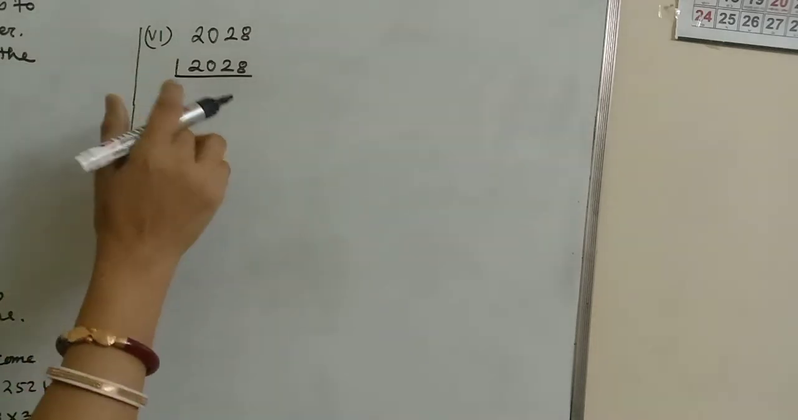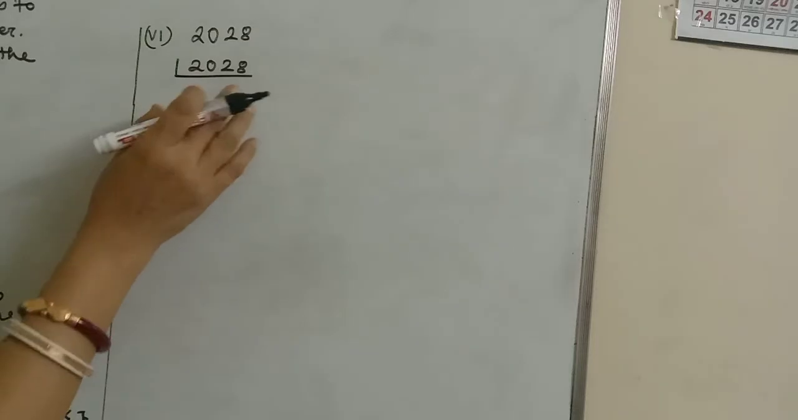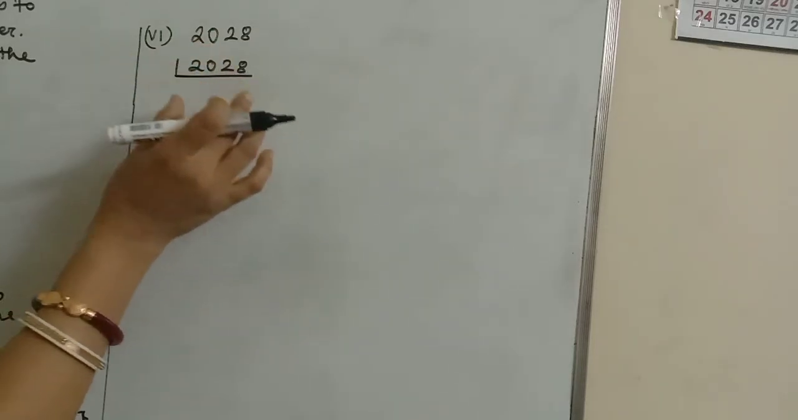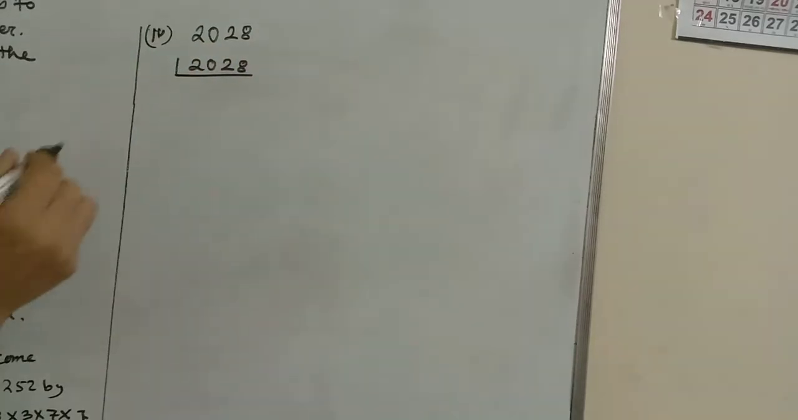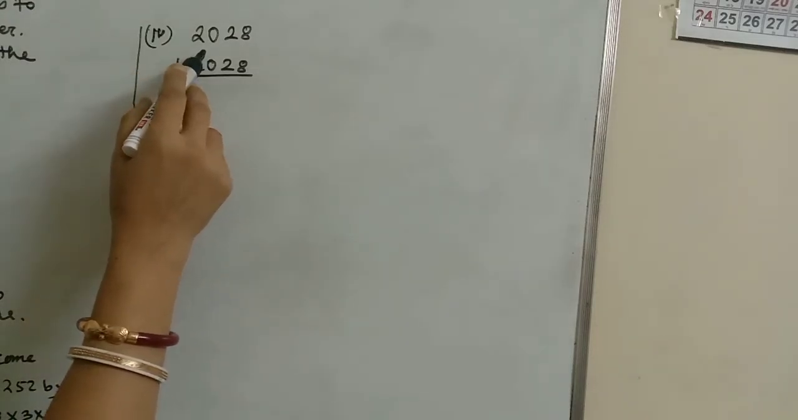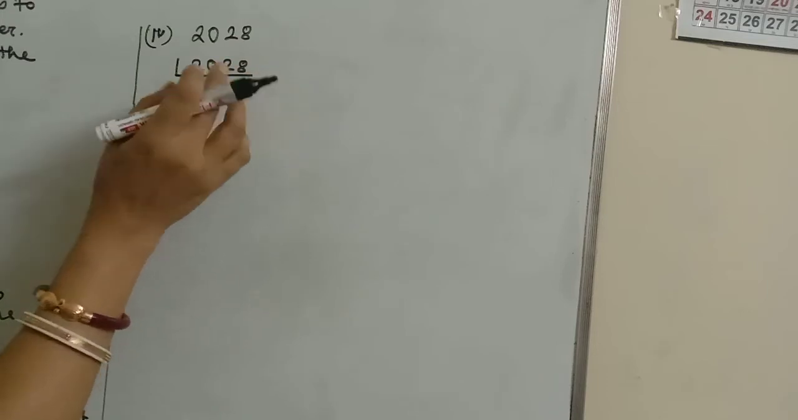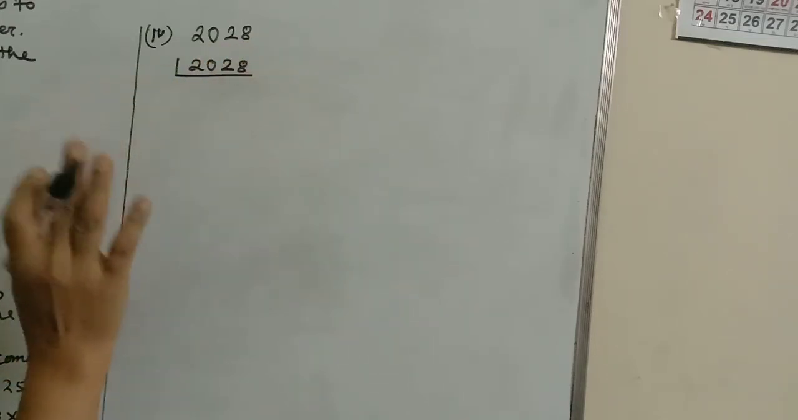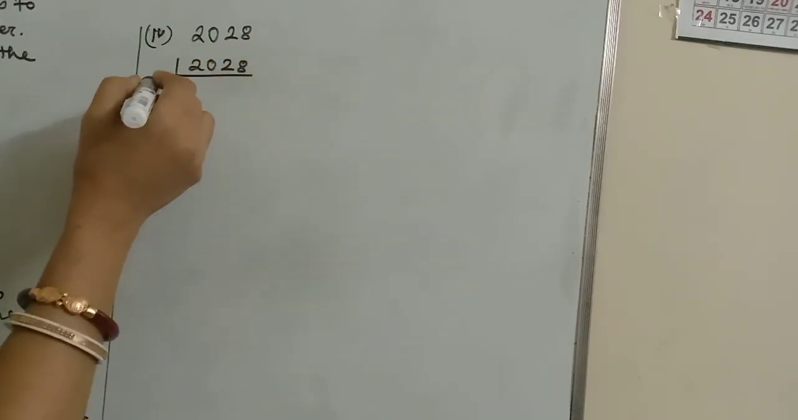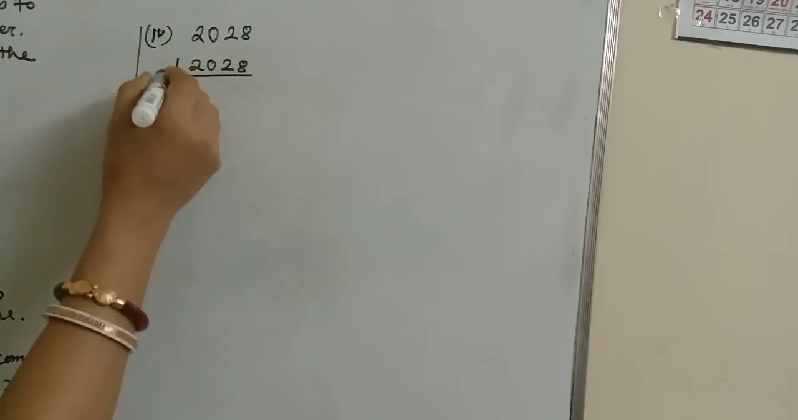Now question number 4. Find the smallest whole number by which this number should be multiplied to get a perfect square. Question number 4: 2028. You have to find the smallest whole number by which the number should be multiplied to get a perfect square. The same way, you have to find the prime factorization of this number.